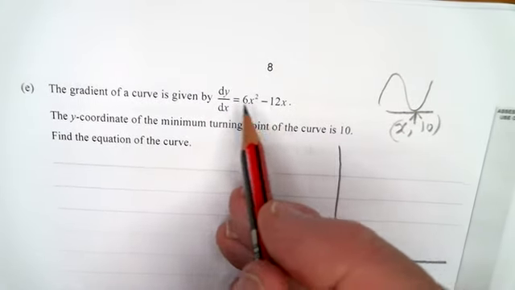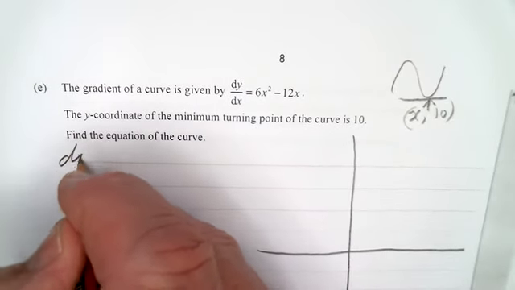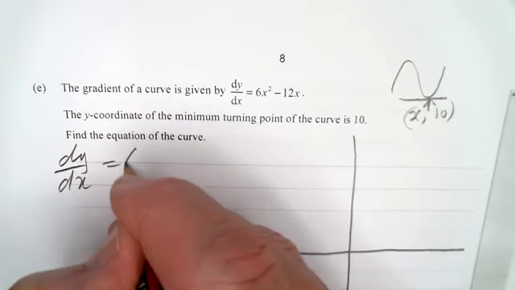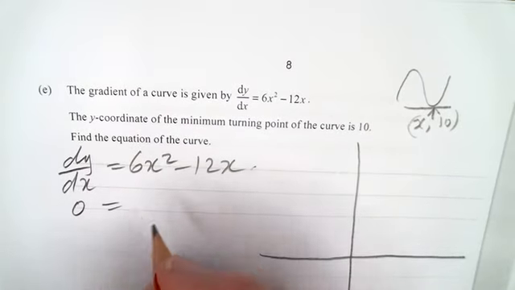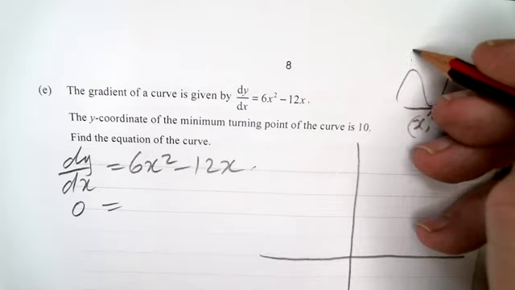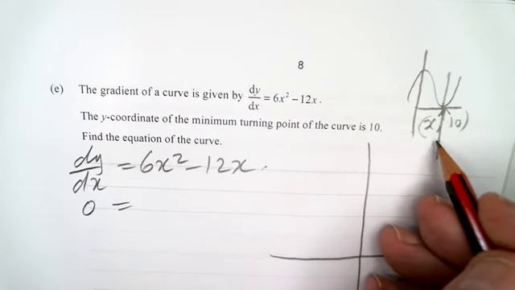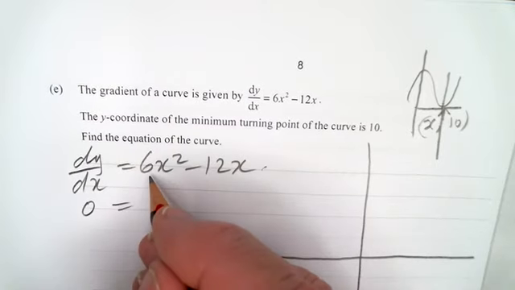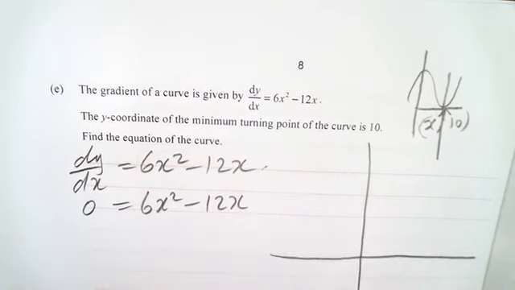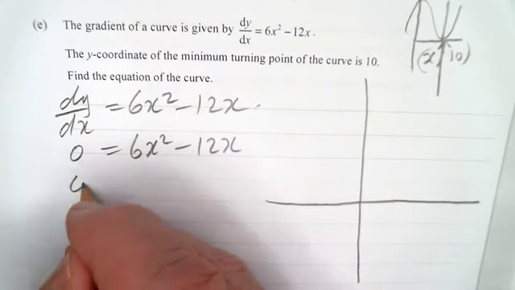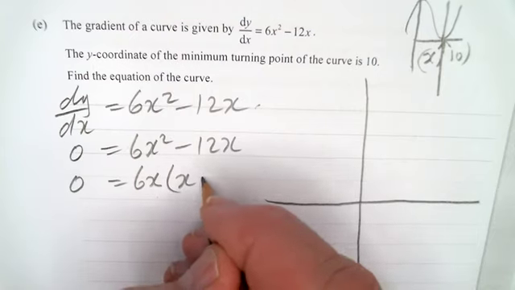Well, let's find out what the x values will be, because I can take this here, this is my gradient function. So I've got dy dx is equal to 6x squared minus 12x. Make it equal to 0, and suddenly the two x values of the turning points are going to reveal themselves. One's here, one's here. What are those two? So let's see what this is going to be. 6x squared minus 12x. I can go ahead and factorize this. So 0 is equal to 6x times x minus 2.